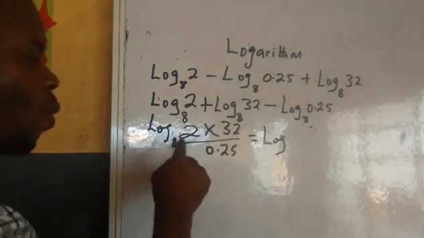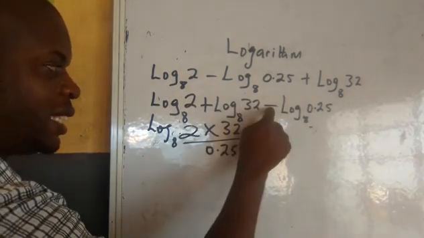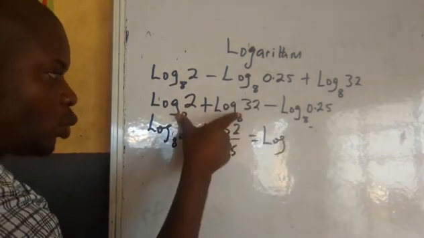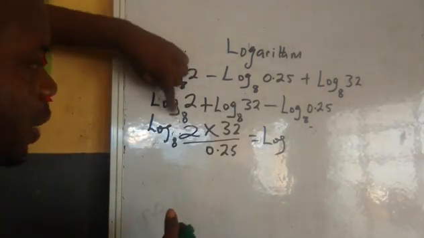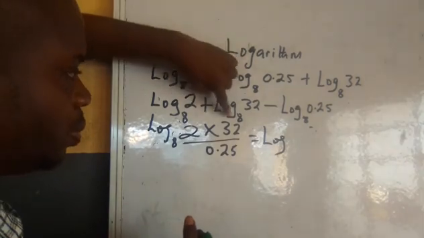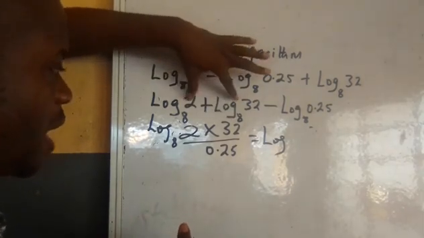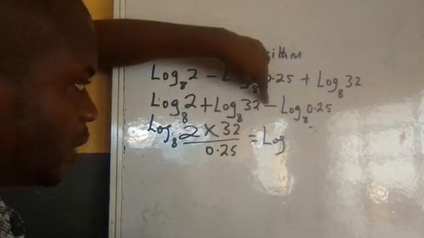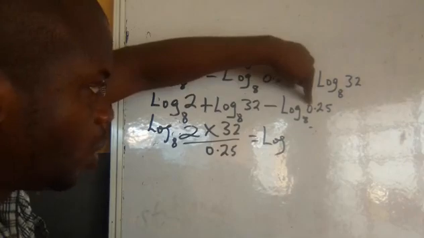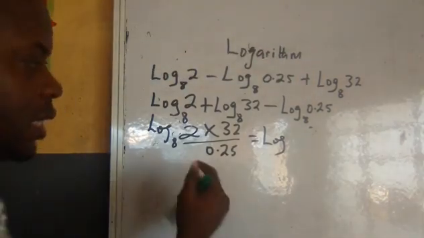Do you understand? Why did I put division here? Because this is minus the sum of these two. The value of log 2 base 8 plus log 32 base 8, all of the value, that is the answer, divided by, I'm using division because it's minus here. Then it's log 0.25. Do you get it? Okay.